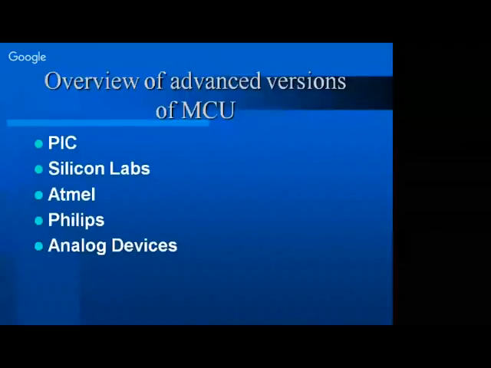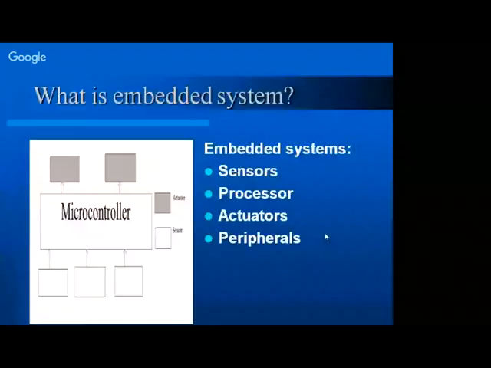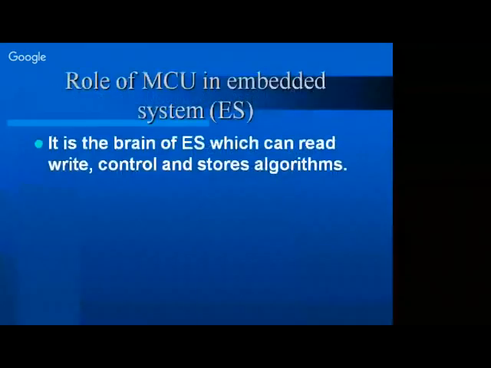Now coming to the next consideration, we are by now already aware of what an embedded system is. It takes the data from various means like human machine interfaces or sensors, processes it with the various inbuilt algorithms and actuates the final action through an actuator. So we have seen that the controller is the brain of the embedded system, which reads, writes, controls and stores the algorithm.